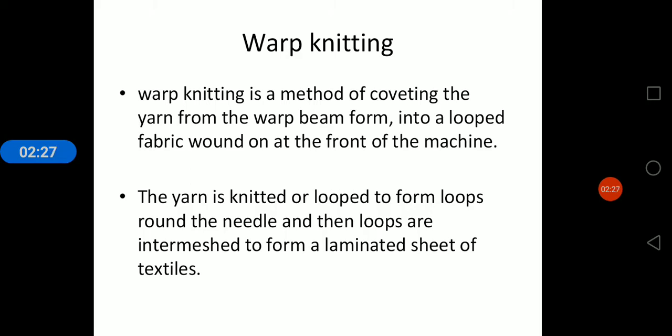So what is meant by warp knitting? Warp knitting is a method of converting the yarn from the warp beam form into a looped fabric wound on the front of the machine. The yarn is knitted or looped to form loops around the needle, and then the loops are intermeshed to form a laminated sheet of textile. First of all we prepare the warp beam for looping the fabric in front of the machine, like weaving only.